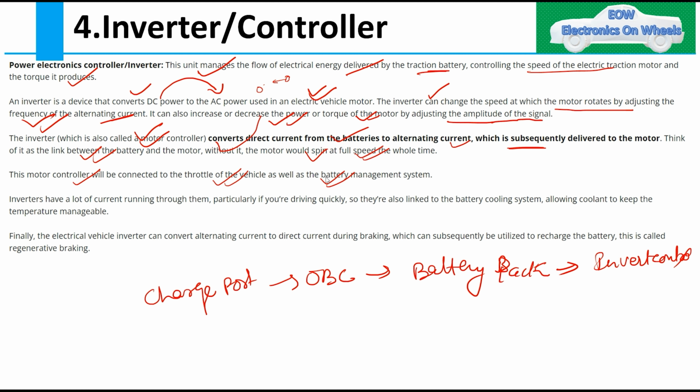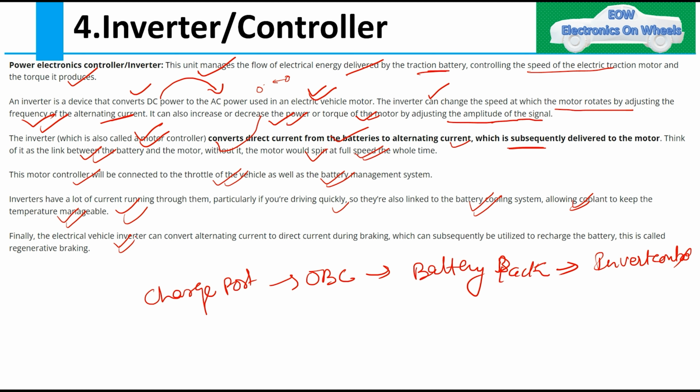I have shown you two contactors there. They play a very crucial role. We will explain them one by one. As well as the battery management system, it also takes the input. Inverter has a lot of current running through it, particularly if you are driving quickly. So they are also linked to the battery cooling system, allowing coolant to keep the temperature manageable.